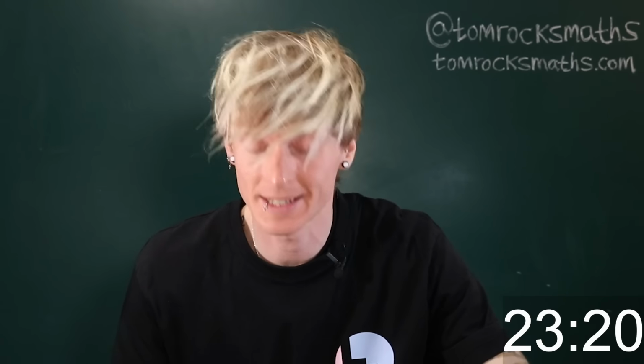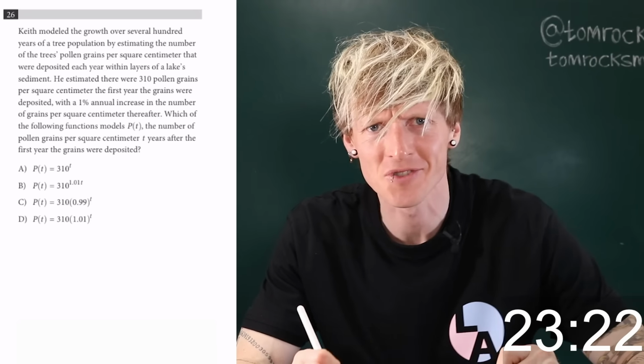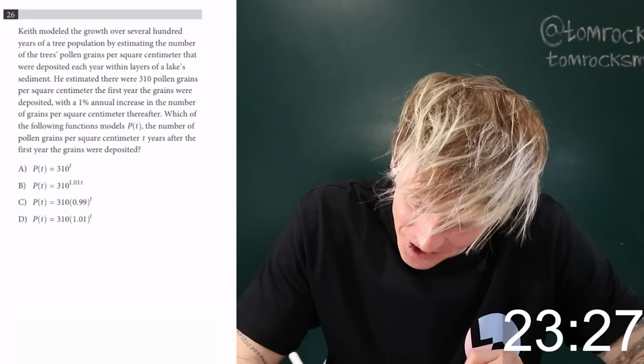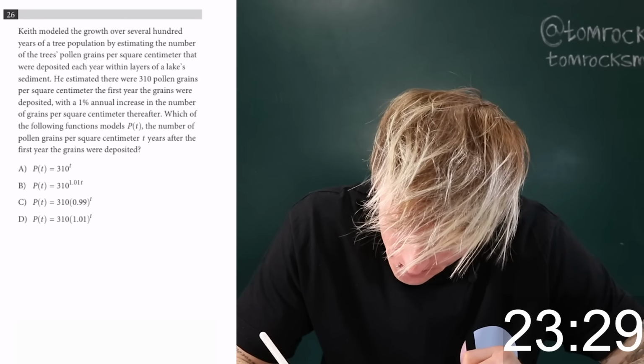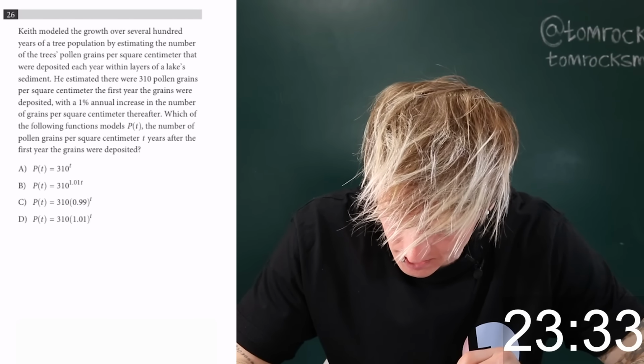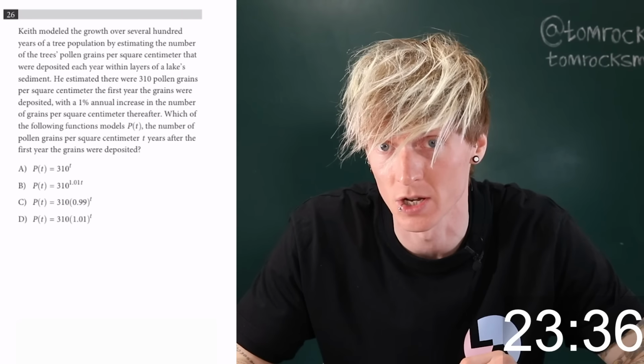All right, question 26. Keith is modelling some trees. My geography teacher was called Keith, I bet it's him. Keith modelled the growth over several hundred years of a tree population by estimating the number of the tree's pollen grains per square centimetre positive each year within the lake's sediment. Oh, there's so many words to read.